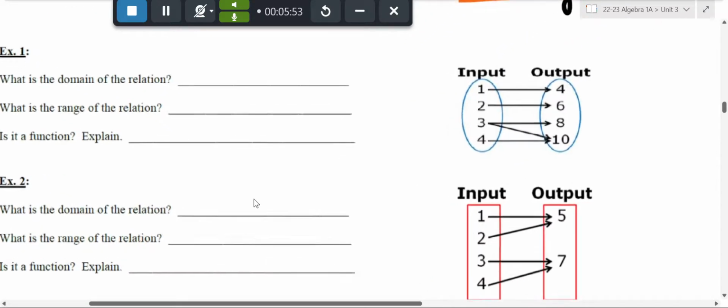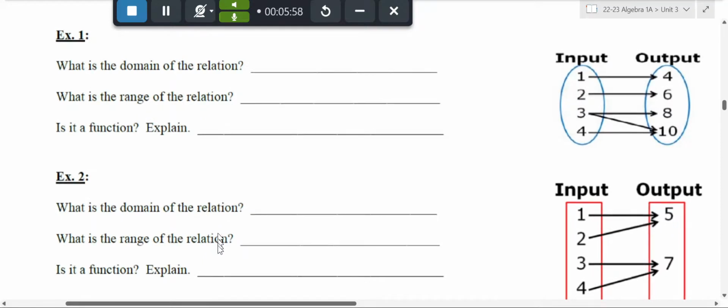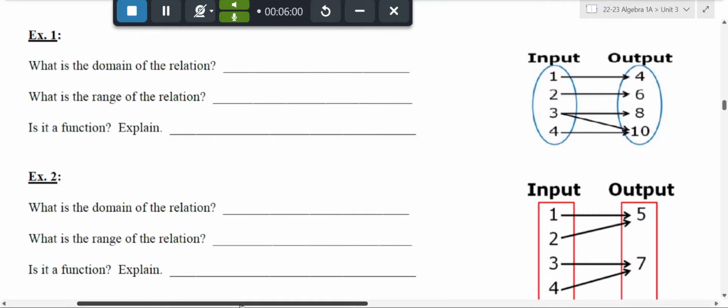Let me zoom in on this. I have to use the mouse. My computer is not touchscreen. You know, ancient technology.